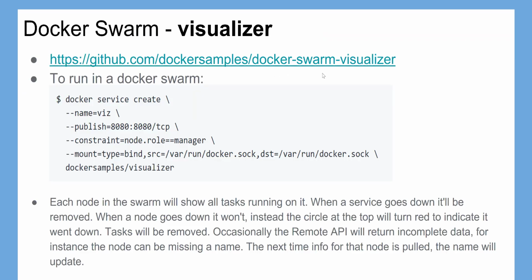Luckily we have the Docker Swarm Visualizer project. Let's run it inside our swarm. Each node in the swarm will show all tasks running on it. When a service goes down, it'll be removed. When a node goes down, it won't. Instead, the circle at the top will turn red to indicate it went down. Tasks will be removed. Occasionally, the remote API will return incomplete data. For instance, the node can be missing a name. The next time info for that node is pulled, the name will update.